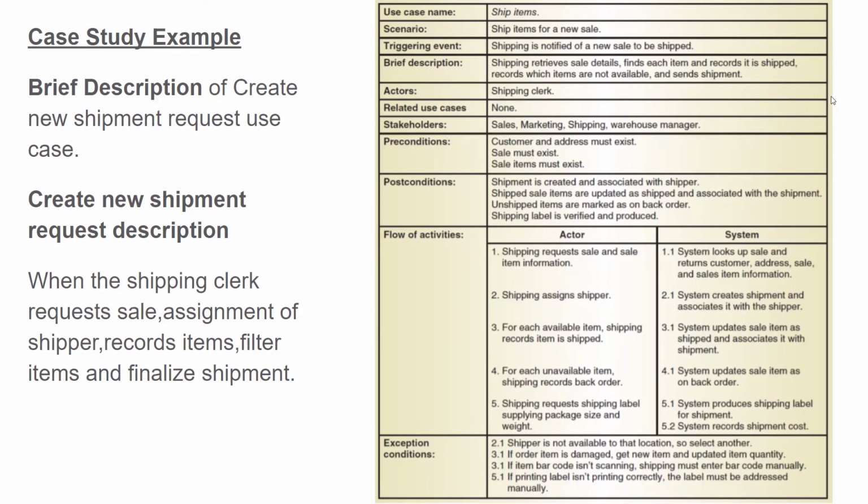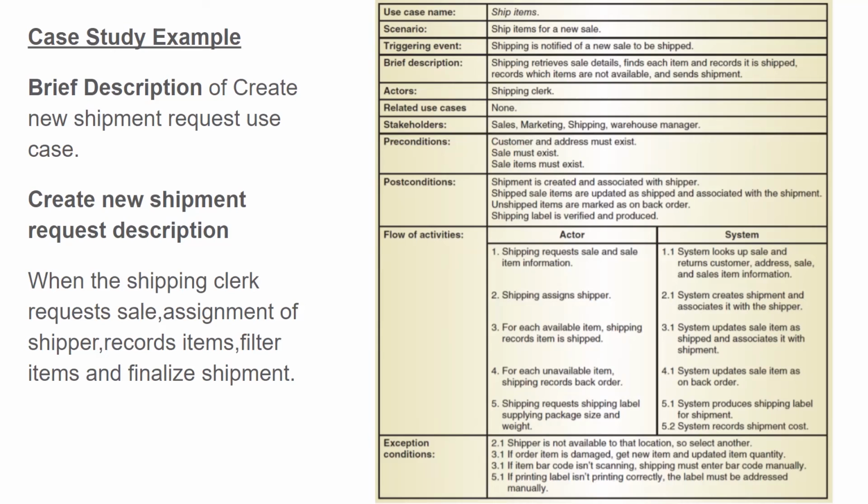Sometimes there are use case descriptions where there are related use cases which are almost similar to the one we're doing here. But in this case, there's none. And the stakeholders for this would be the sales department, marketing, shipping, and warehouse management. So the preconditions are the conditions which have to be fulfilled before you go to the activity, which is customer and address must exist, the sales must exist, and the items must exist. The post conditions will only take effect after the flow activities is done.